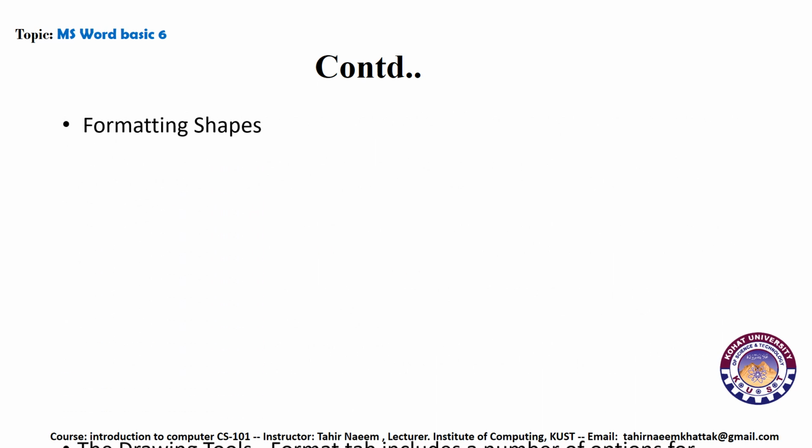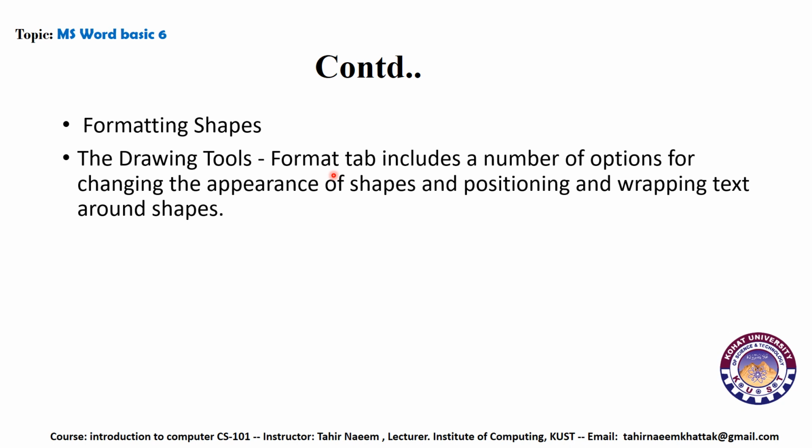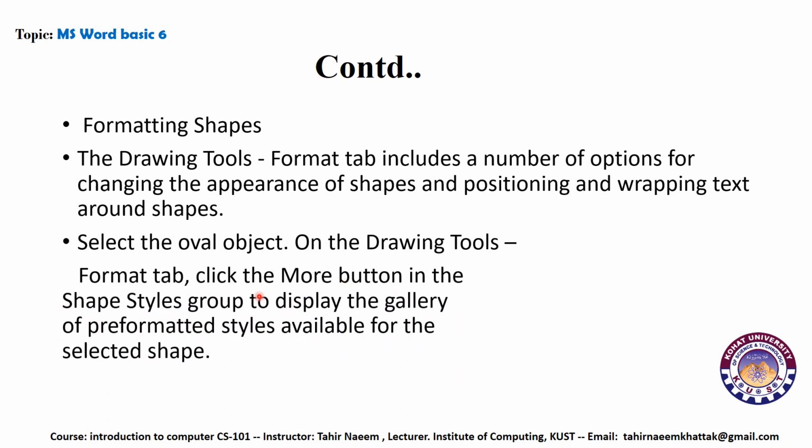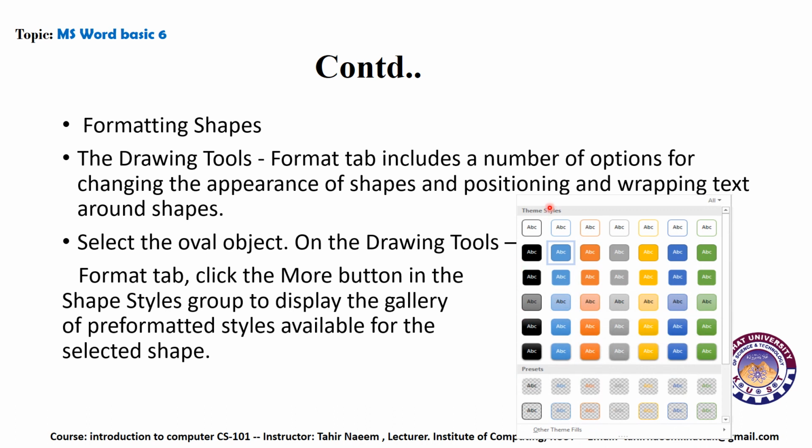Formatting shapes. The Drawing Tools Format tab includes a number of options for changing the appearance of a shape, its position, and the wrapping of text around the shape. So we can select the oval object, and on the Drawing Tools Format tab, click the More button in the Shape Styles group to display the gallery of preformatted styles available for the selected shape. Here different styles are available, and we can select one of them to be inserted into our document.